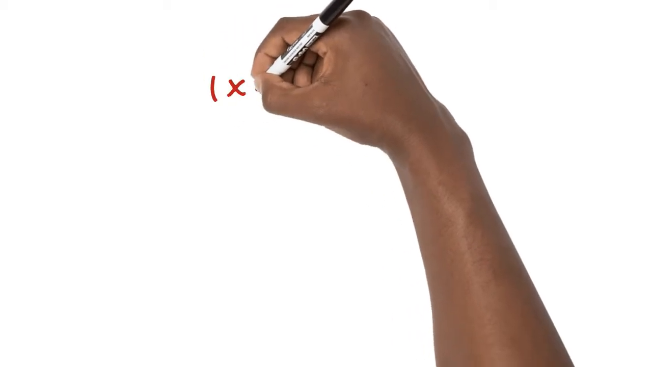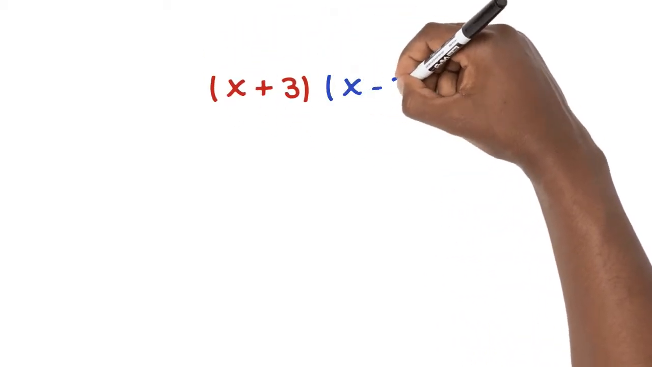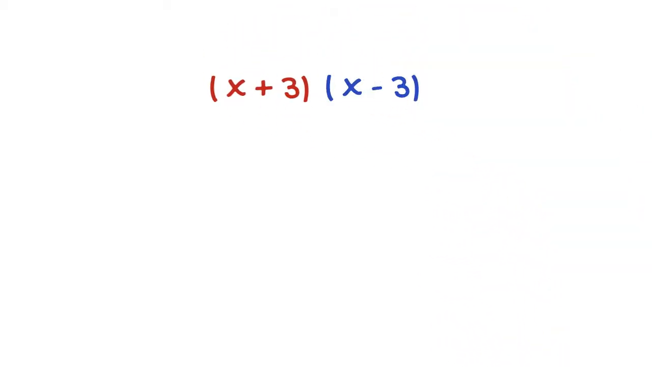So let's get into the video. Let's say we had the quantity x plus 3 times x minus 3.